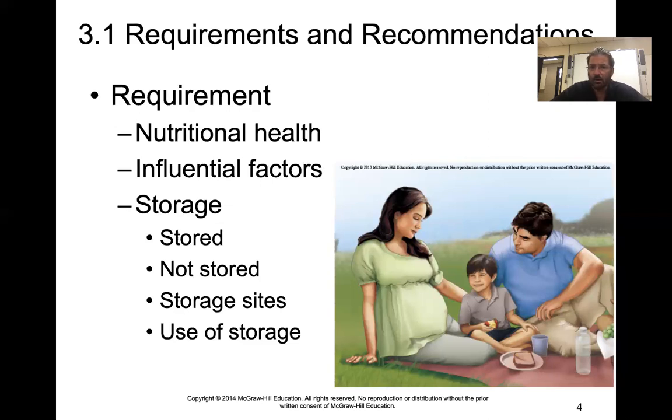Things that are not stored, are they readily available? Storage sites, all right, and use of storage. And we could make this about how you're storing it for yourself in your freezer, or we can talk about the food supply in general. Where is it being stored? Do we have enough stores for it?